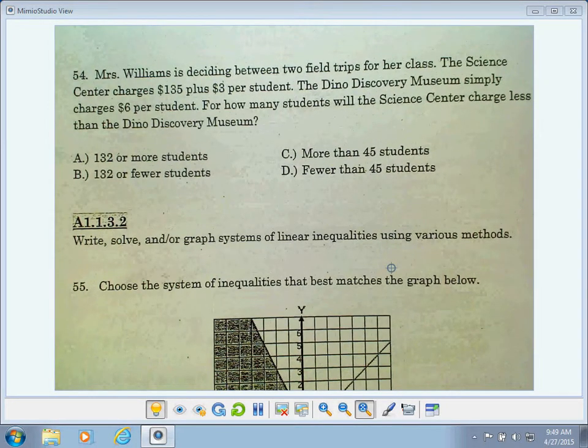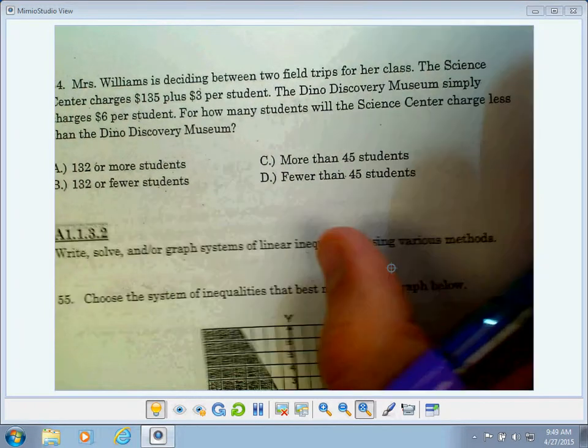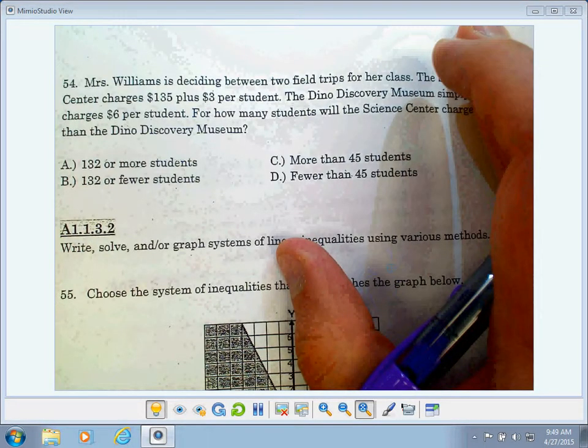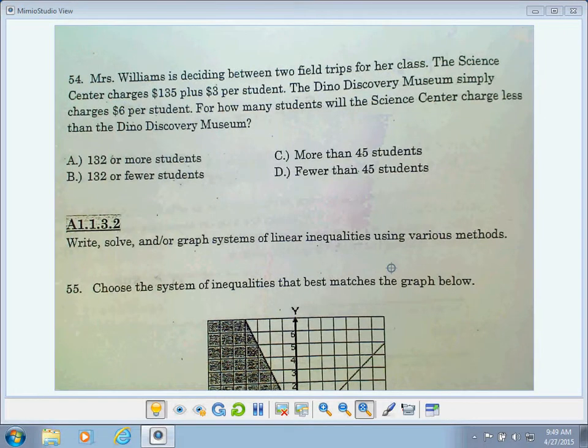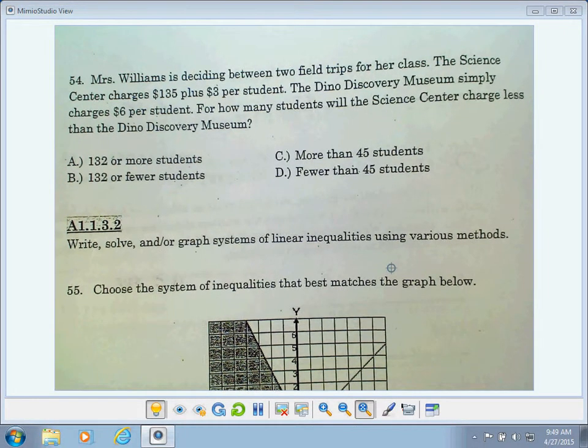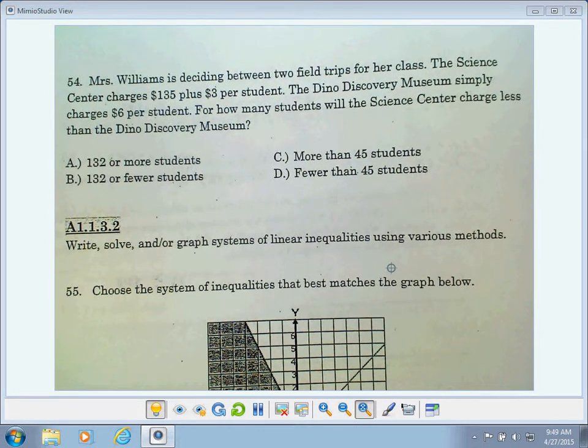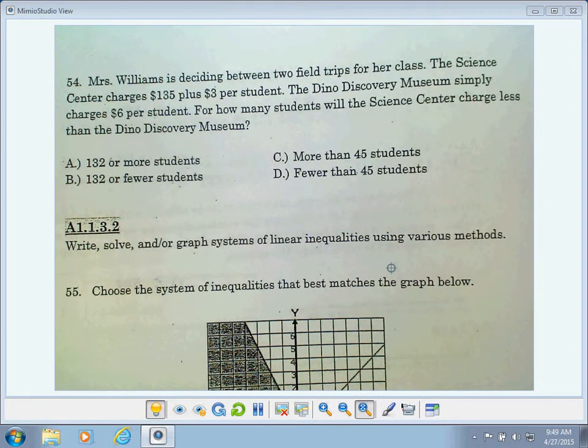Okay, Mrs. Williams is deciding between 2 field trips for her class. The Science Center charges $135 plus $3 per student. The other one just charges $6 per student. For how many students will the Science Center charge be less than the Dino Discovery Museum?